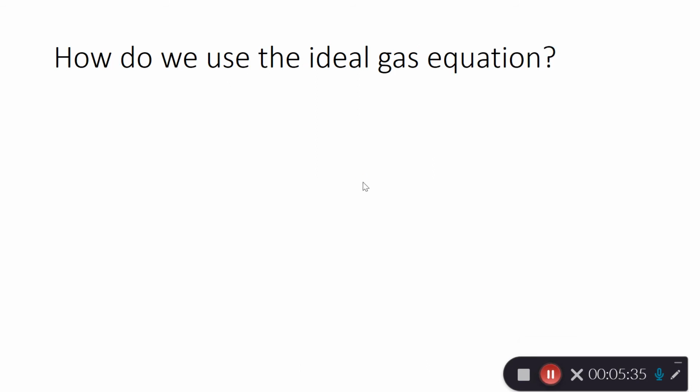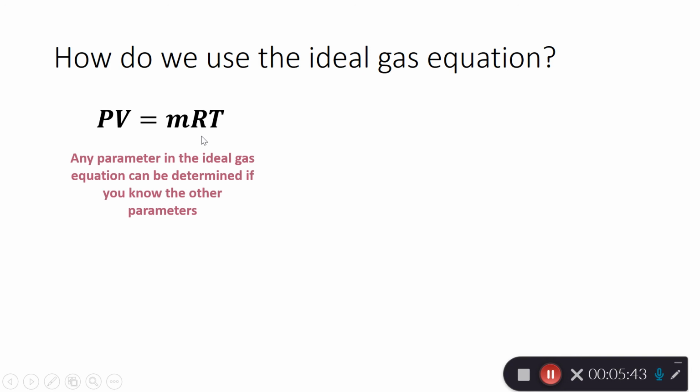So you've seen the equation. How do we use it? This is the equation, and to use this equation is quite simple. If you want to determine any parameter in this equation, there are 5 parameters. You just need to have the other four parameters. For example, if you want to determine temperature here, you just need to know what's P, V, M, and R, and then you can determine T.